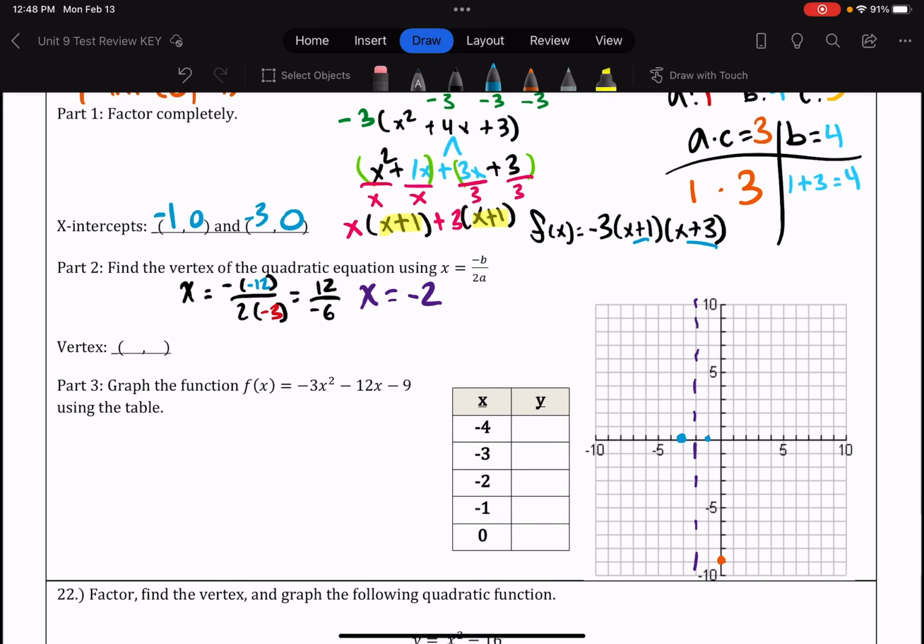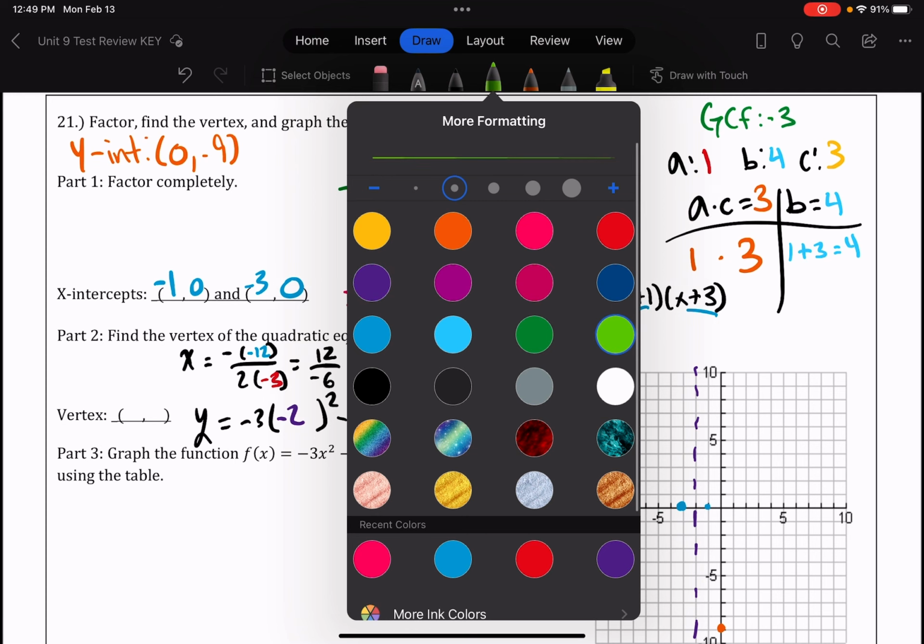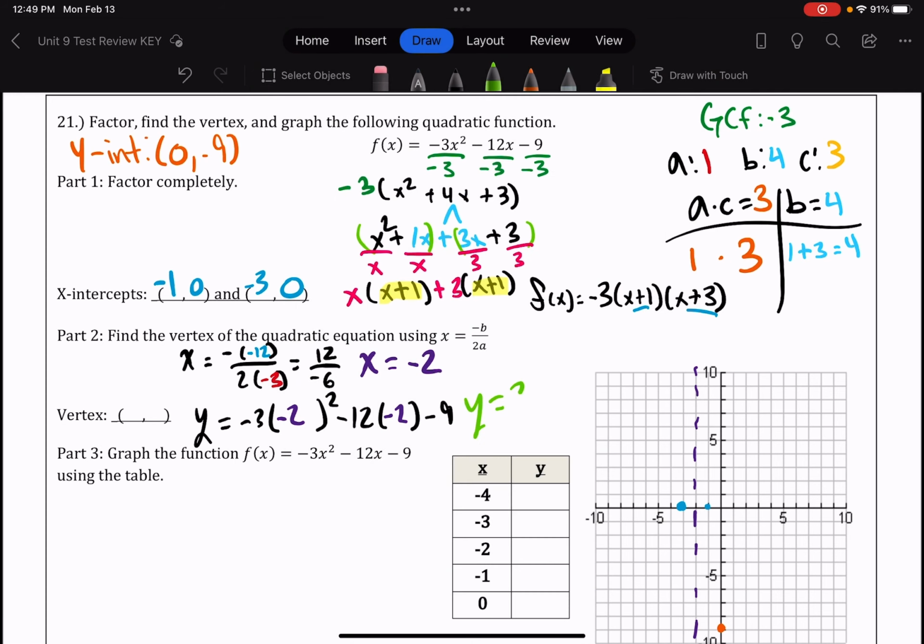Now, I'm going to finish out my vertex here by saying y equals, and I'm going to go back to my original equation, negative 3 times negative 2 squared minus 12 times negative 2 minus 9. So I'm just going to plug in that negative 2. It's very important that you use the original function here. So I've got negative 3 times negative 2 squared minus 12 times negative 2 minus 9. So the y value of my vertex is a positive 3. So therefore my vertex is negative 2, positive 3. So here's the vertex of my function.